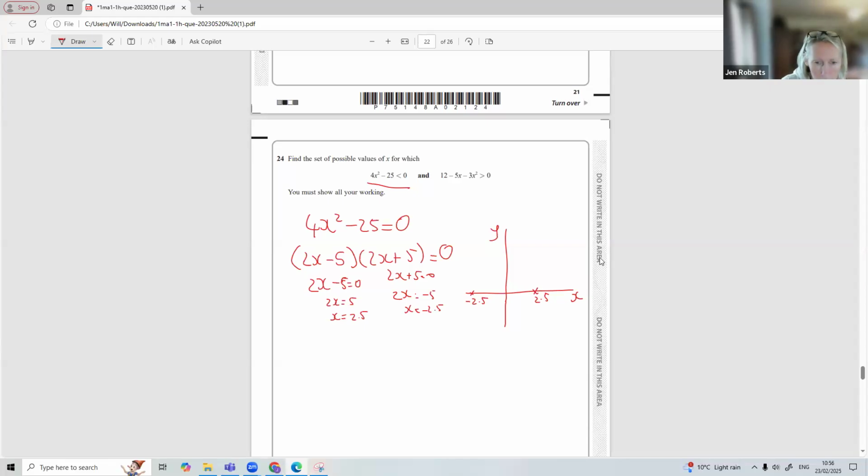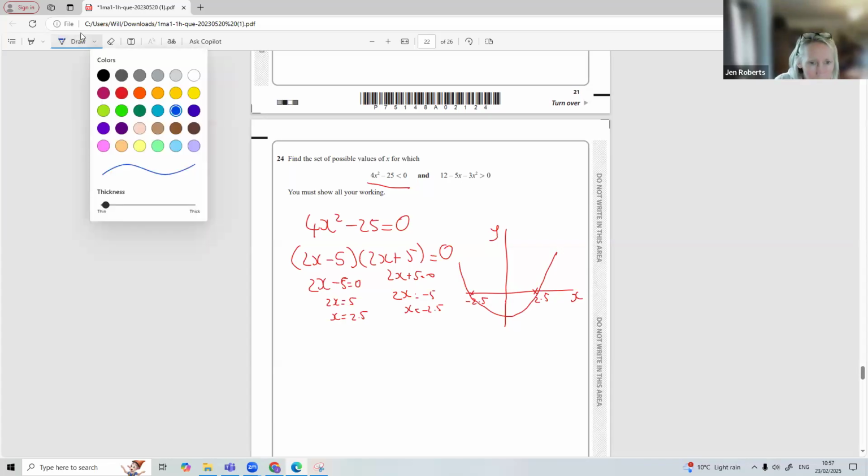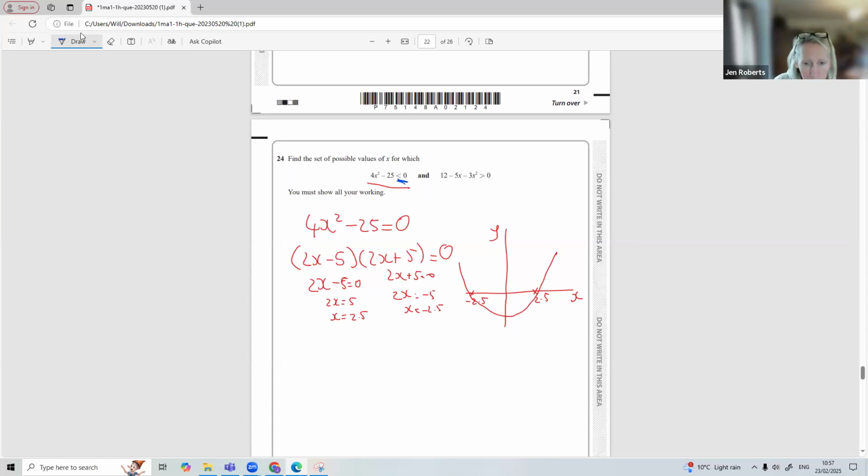Positive quadratic. It wants to know here when your graph is below 0, doesn't it? You see here, when is it less than 0? It's below your x-axis. So there's all these answers. What x values produce these answers? It's all of these. So x is between minus 2.5 and 2.5.